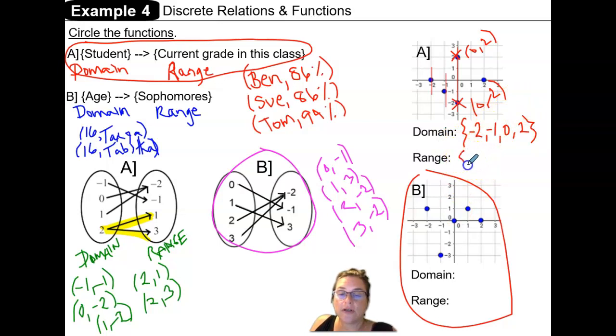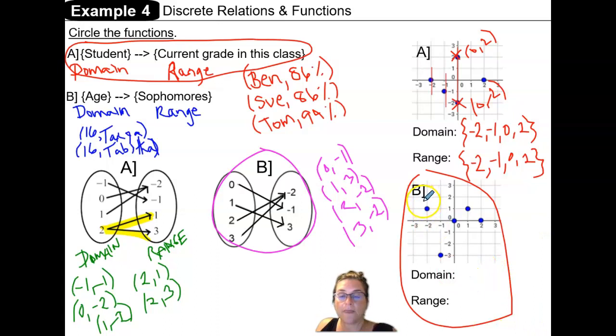The range, now we're going to list the y values from least to greatest with no repeats. So the lowest y value that I have here is a -2, and then -1, and then the next one is 0, and my last y value here is a 2. And then I close it with a curly brace.